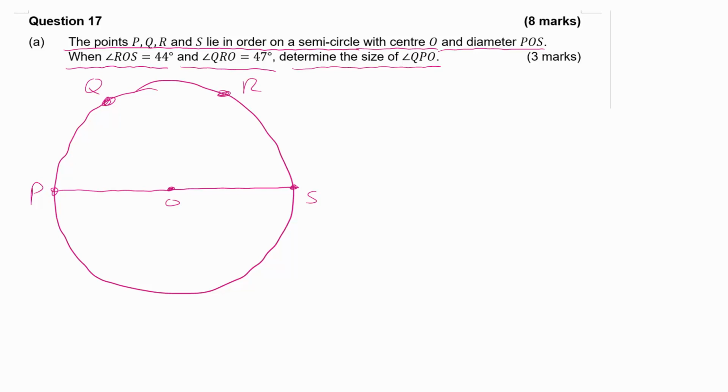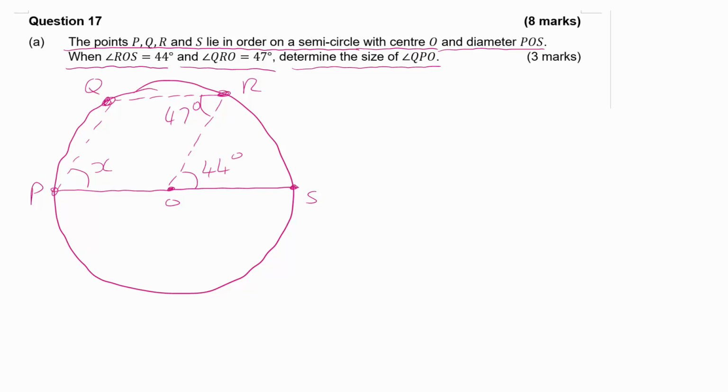on a semicircle. We're told that the angle ROS is 44. Well, that's this angle just here. We're also told that QRO is 47. So that's this one here. And we're wanting to find the size of this angle here. So let's call this one X.